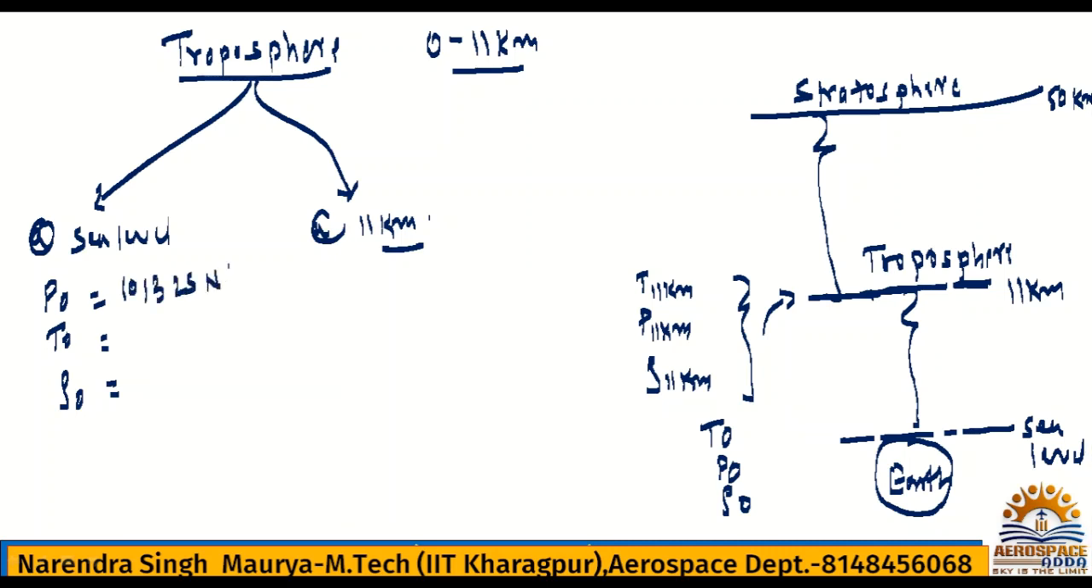Okay, P naught, T naught, rho naught. Why am I writing this? Because it is very important to tell you how to proceed with numericals for the stratosphere. So for that reason, those two troposphere data sets you need to remember. Okay.